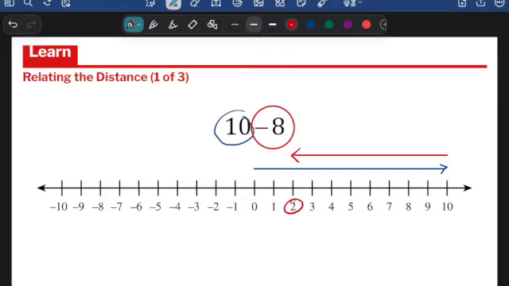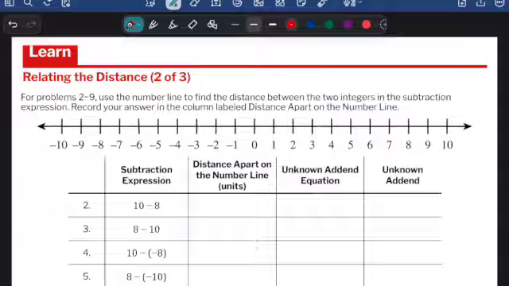So when you're doing your number lines to do subtraction problems, make sure you're starting at 0, and then if the number is positive, you move to the right. If the number is negative, you move to the left.